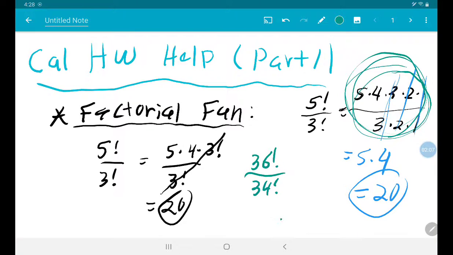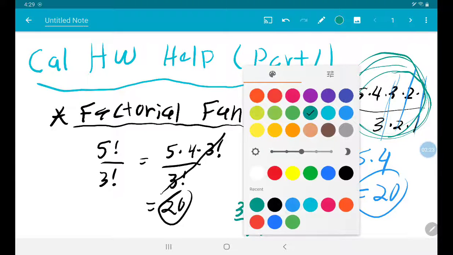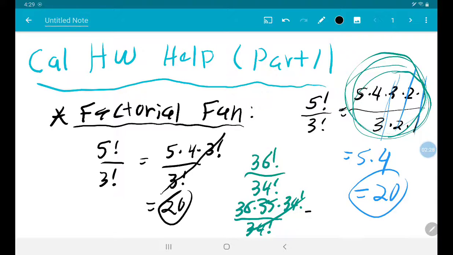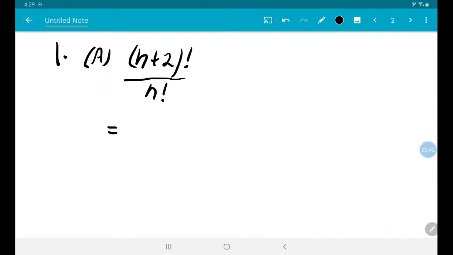I would simply take the bottom one, which is the smallest one, and leave it alone, and understand that the top is 36 times 35 times 34 on down, and then that would give me 36 times 35, whatever that happens to be. I'm just not that curious, but you guys could do the math on that. Do you see the idea? That being said, let's try number 1.